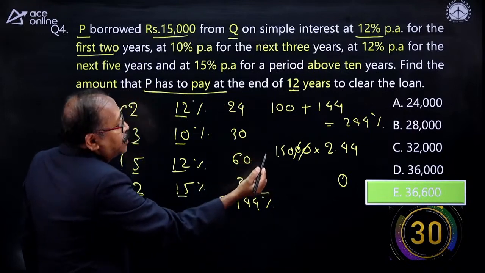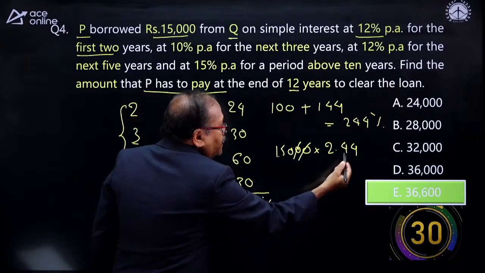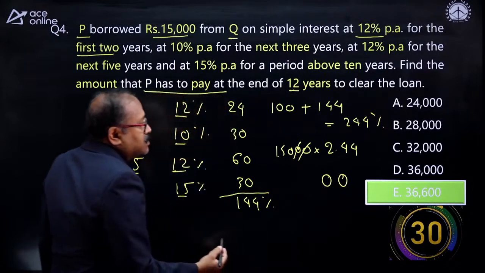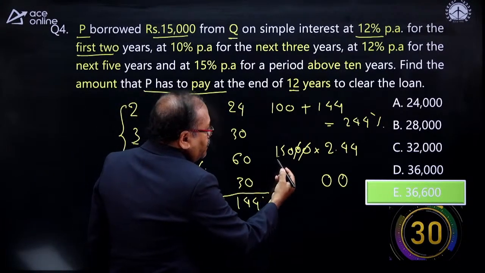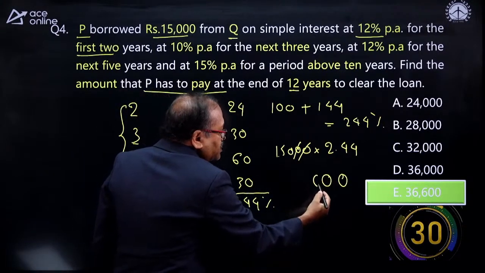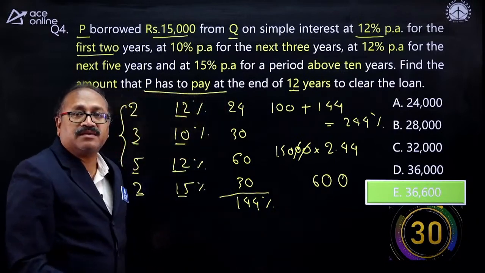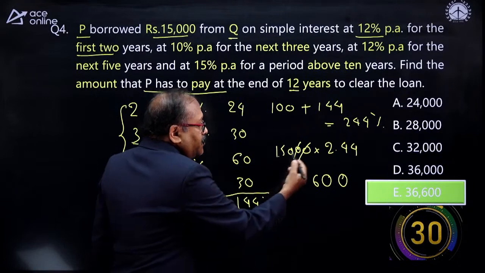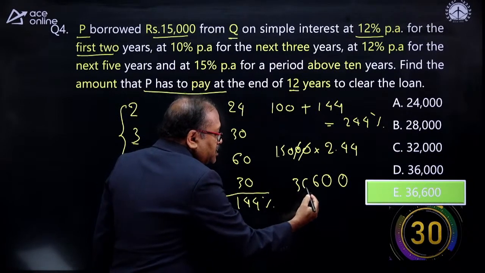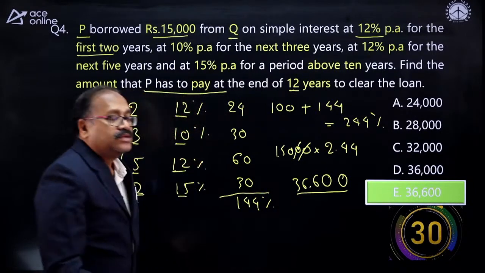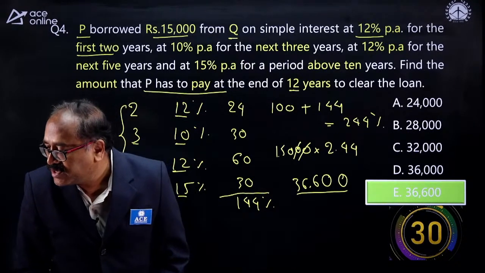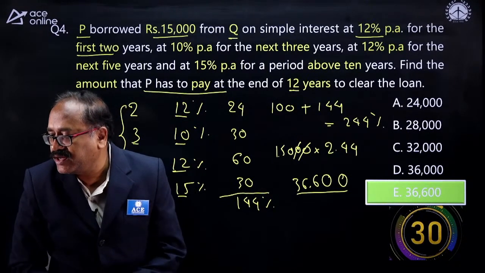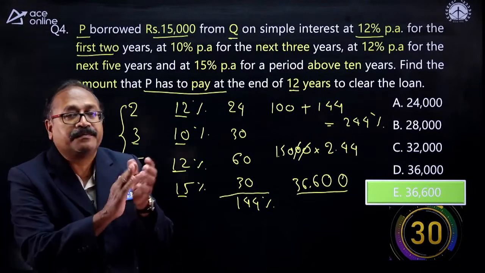So overall, 0 and 15,4 is 60. Carry 6, and then 15,4 is 60 plus 6 is 66, and carry 6 is there. 15,2 is 30 plus 6 is 36. So 36,600, sir. Yes, Sumit Pawar. Yes, Aman. Wow, well done.